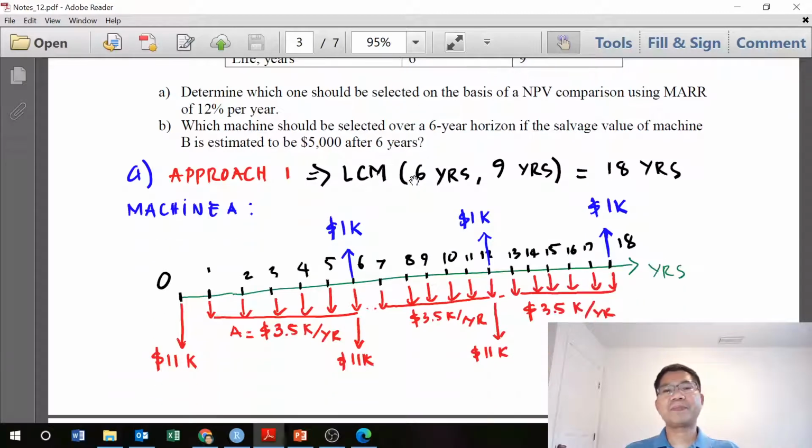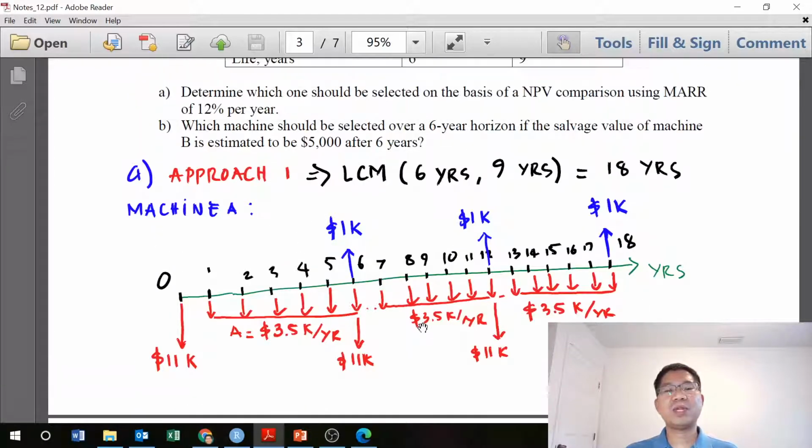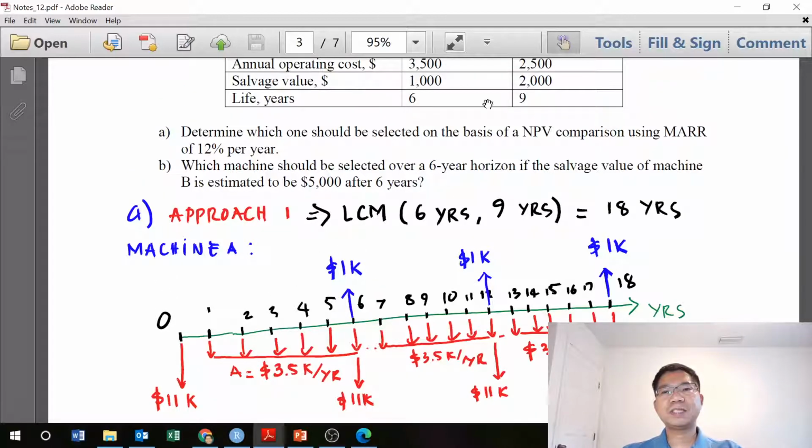By the way, if you are not clear what I'm explaining here, to find out how to draw the cash flow, you can go to another video where I explain where this cash flow comes from and how to find the NPV. Make sense? So let's do it here briefly, and then you can look at the other video for that. So approach 1 for A: the least common multiple of 6 and 9 years is 18 years.